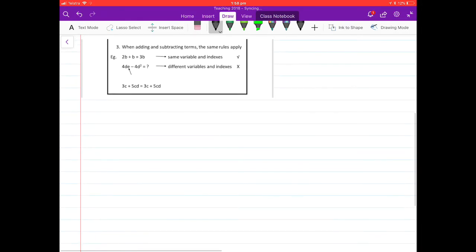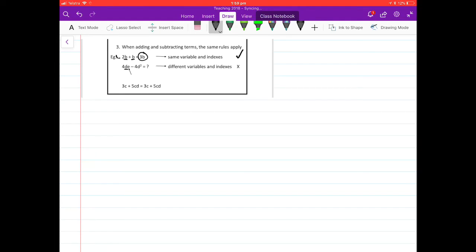Down to our third and final one, when adding and subtracting terms, the same rules apply. So this first one here where we've got 2B plus B, we've got the same combination of variables on each of those terms, so we can add them together to get 3B. So that one there, sweet, we can add those together because we've got the same combination of variables.